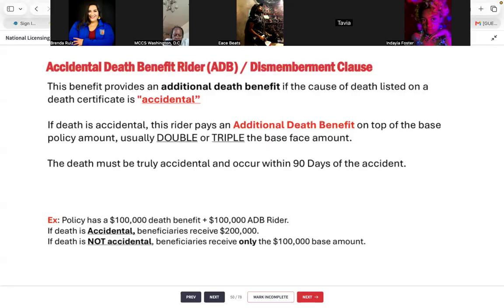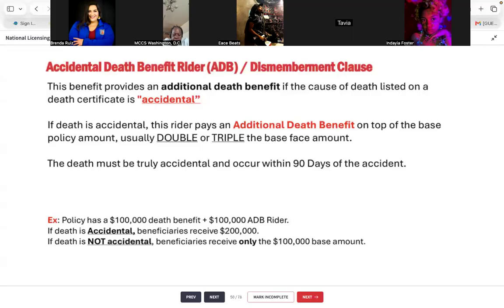The accidental death benefit or dismemberment clause rider. This just says that if the cause of death for a client is listed as accidental, the death benefit can double or triple. So the accidental death benefit rider can double or triple your payout should they die from an accident. Now, it doesn't actually have to be like a car accident, right? It can be any kind of accident. Now, the death must happen within 90 days of the accident. If it's after those 90 days, it no longer counts.